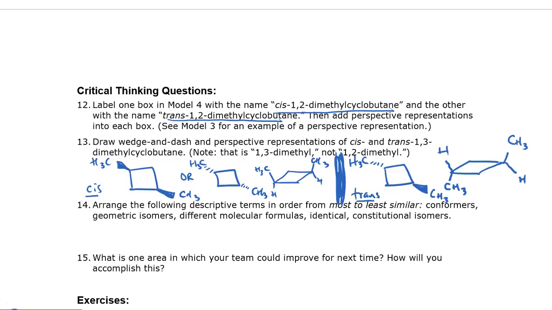Okay, I've drawn a couple of options for those. Pause the video and compare your answers with mine. Yours might not look exactly like mine, but they should be consistent. Notice how if I draw the cis, I can draw both wedges, which indicates the methyls are both on the top, or both dashes, which indicates the methyls are both on the bottom. And remember, we were supposed to do 1,3, so if I have 1, 2, 3, 4, the methyls are on 1 and 3 in this case, not 1 and 2.